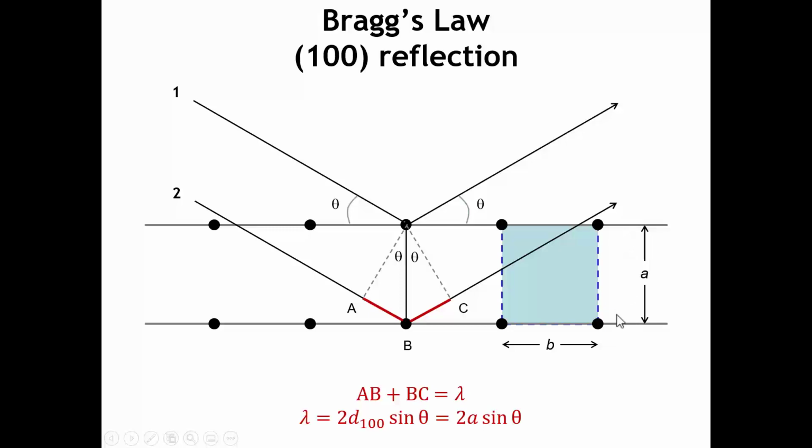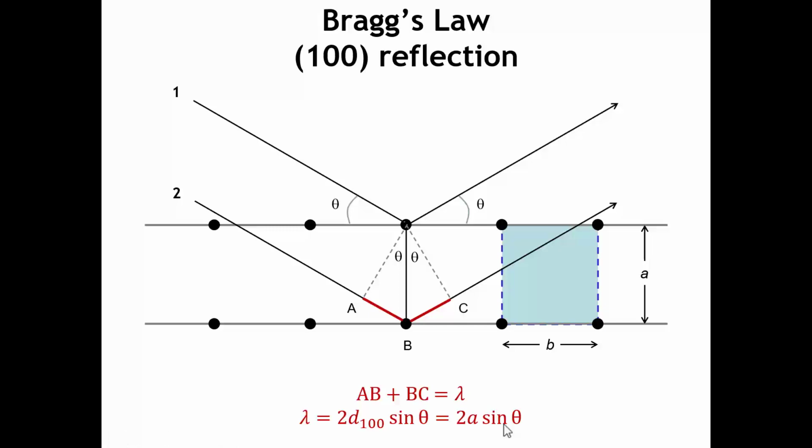Now here, because I've chosen a specific set of planes, this d value, the d100, is going to be simply the length of the A lattice vector. So lambda, which is the extra path length here, is going to be equal to 2a sine theta. And that relationship has to hold in order for constructive interference to occur.